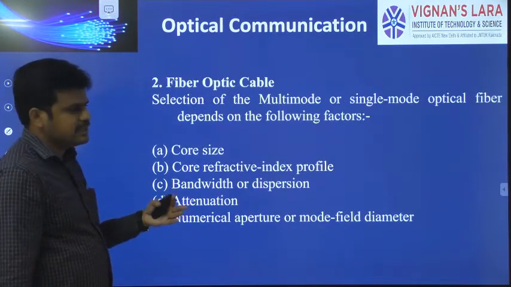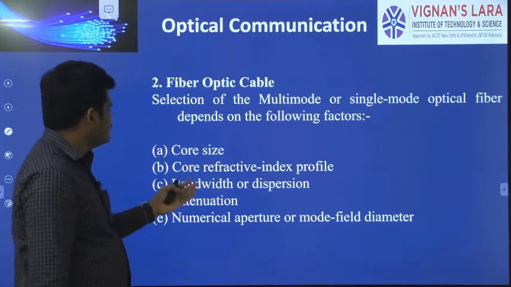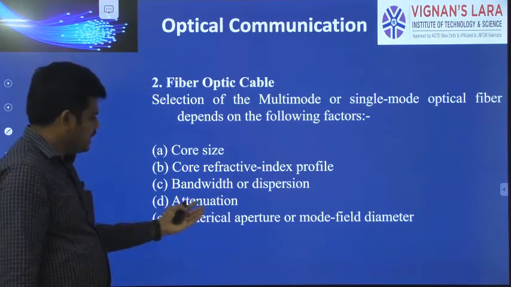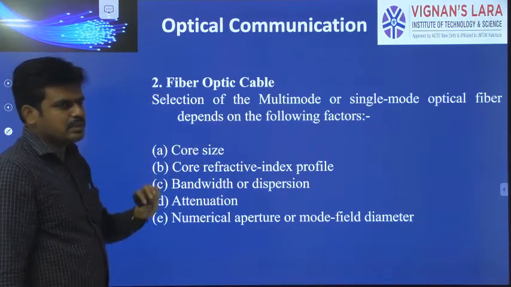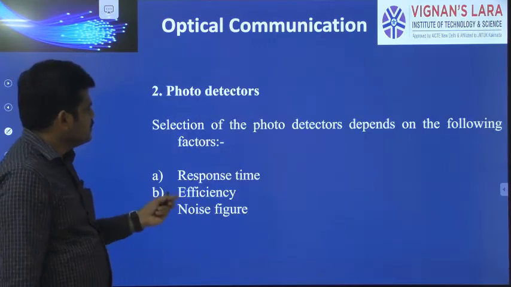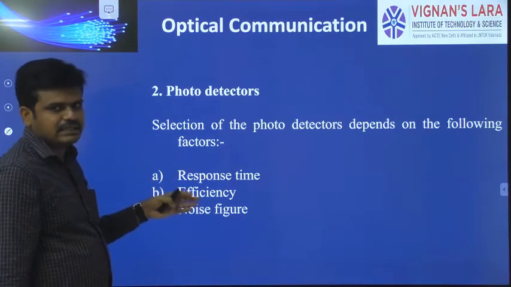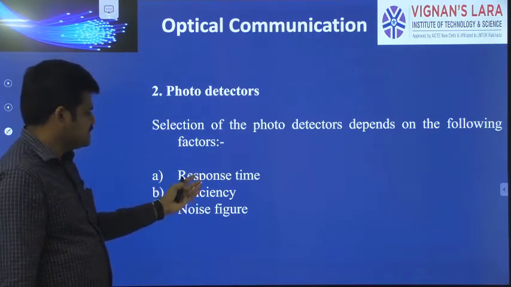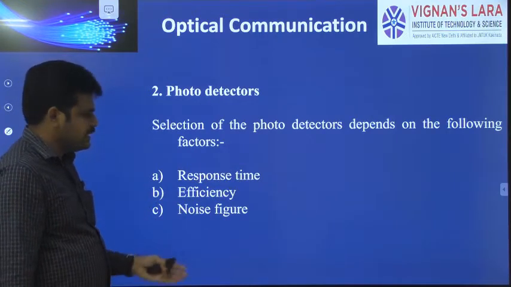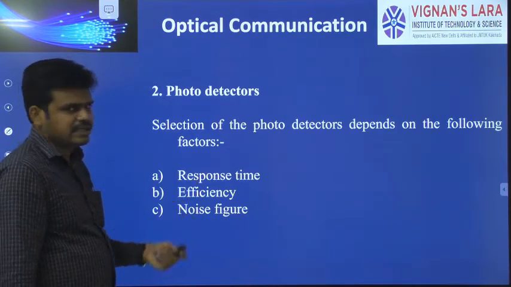In selecting the optical fiber cable, we have to depend on the following factors: core size, core refractive index, bandwidth, attenuation offered by the fiber, and numerical aperture. When we go to photodetectors, selecting the photodetector depends on factors such as detector response time, quantum efficiency, and the noise figure or noise level generated in the photodetector.